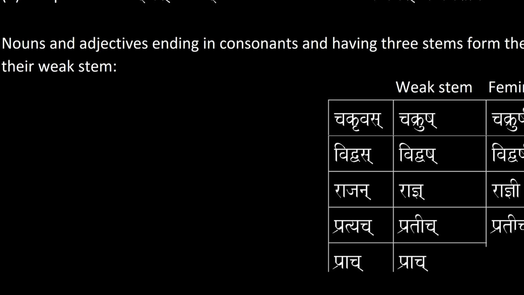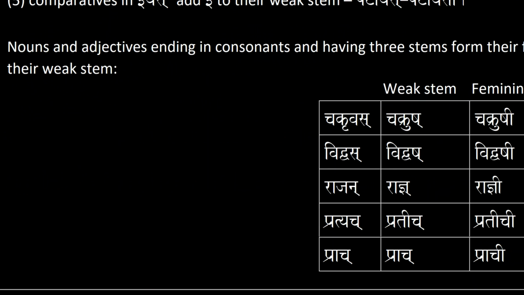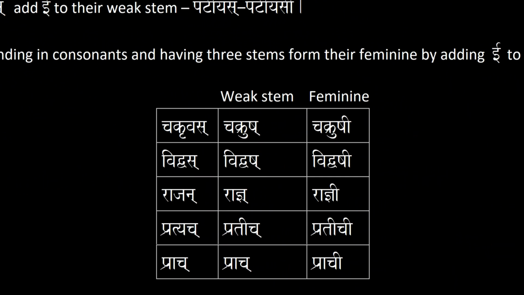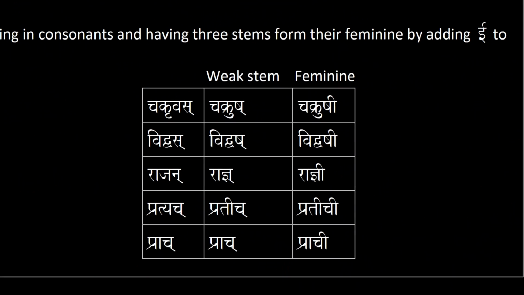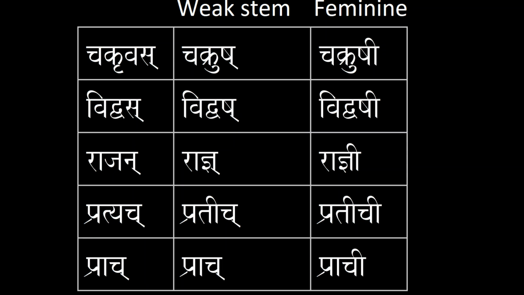And then finally, nouns and adjectives ending in consonants having three stems form their feminine by adding a long e to the weak stem. So here are a few examples. We have chakrivas, the weak stem of that is chakrush. Then adding the long e, you would have chakrushi. Then you would take chakrushi and again decline that like nadi.